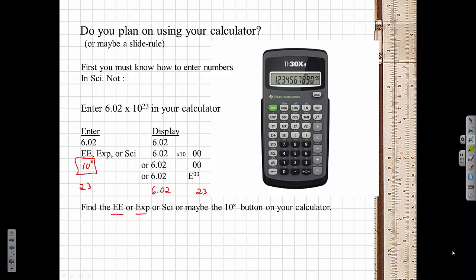So this EE, EXP, or SCI button takes care of that times 10 part, and then you simply enter in the exponent. So get some practice with your calculator doing that sort of thing.